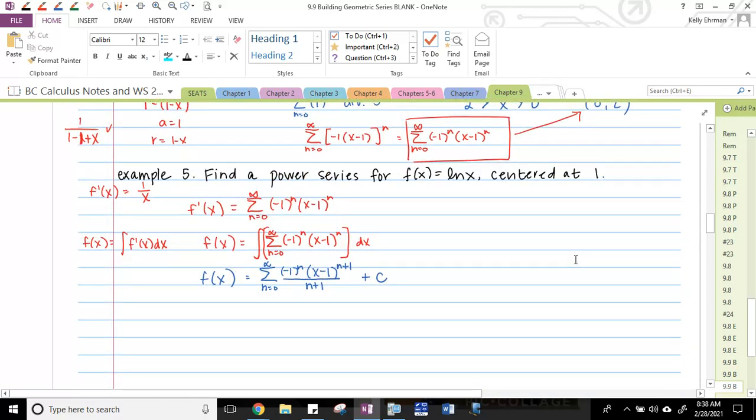But if we're kind of crafty about this and think about the center, f of 1, which would be natural log of 1, would give me 0, right? If I plug in 1 for x, this whole big summation just becomes 0 plus c. And so what is natural log of 1? Natural log of 1 is 0. So that just tells me that c is 0. And that's going to happen a lot.